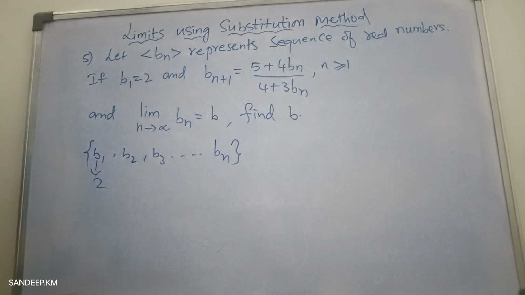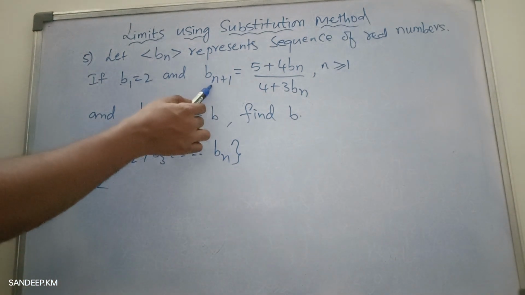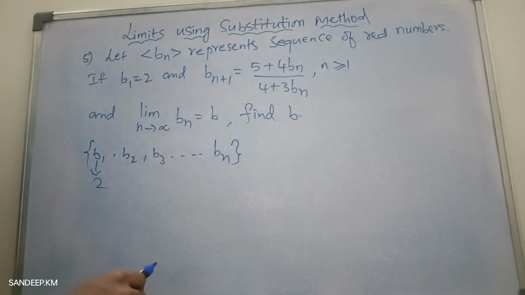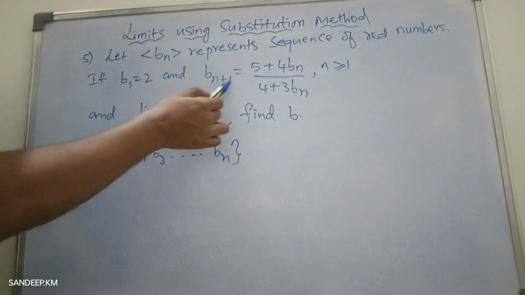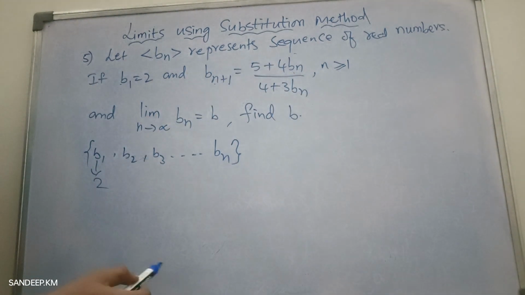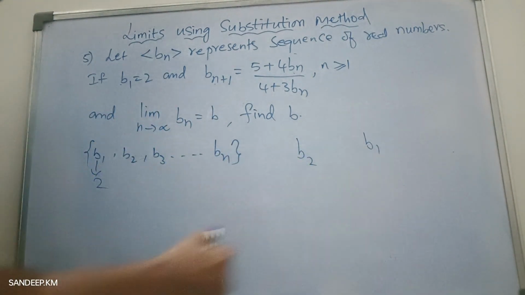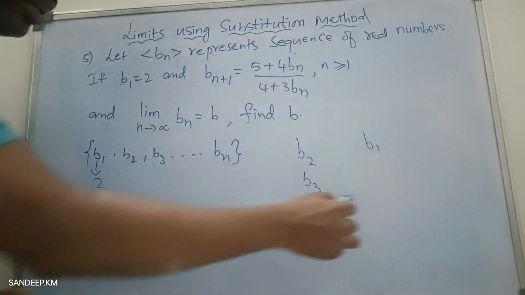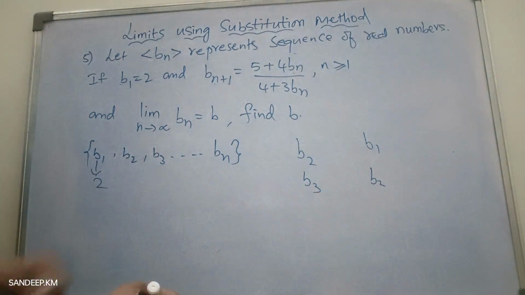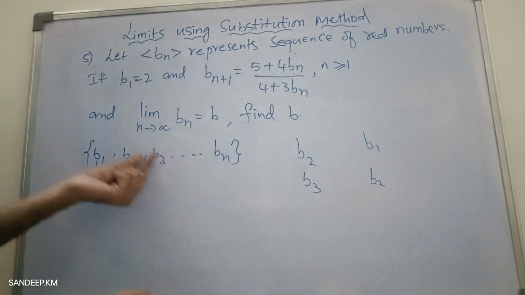Next, they have given a formula to find B suffix n plus 1. You can find B suffix n plus 1 using Bn. These kinds of formulae are called recurring relations. Recursive relations or recurring relations, whatever it is. If you want to find B2, you should know what B1 is. If you want to find B3, you should know what B2 is. So a given term will be found using its previous term.